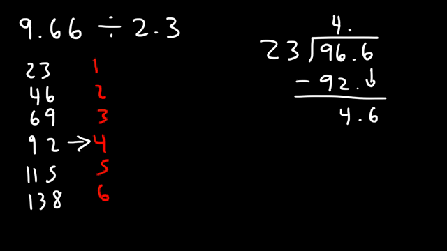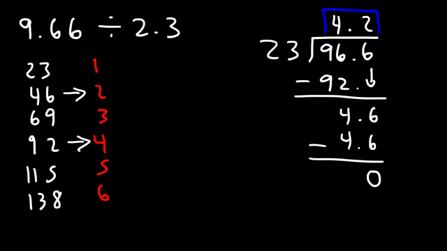Now how many times does 23 go into 46? 23 goes into 46 2 times. So 23 times 0.2 has to be 4.6 if 23 times 2 is 46. And so our answer is 4.2. So 9.66 divided by 2.3 is 4.2.